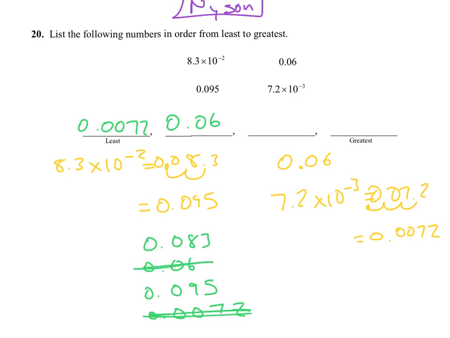Out of the last two remaining numbers, which one is smaller in the hundredths place, 8 or 9? Obviously 8, so that goes next, 0.083, which leaves us with the largest decimal, which is 0.095. All right, that is it, students.